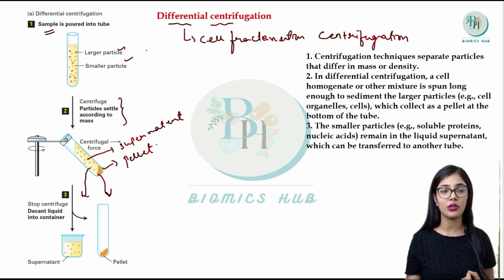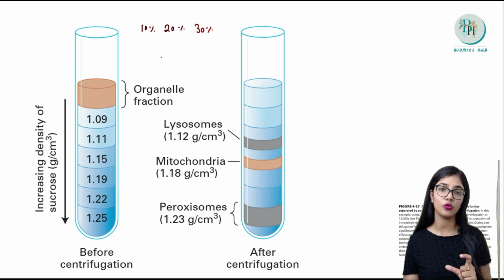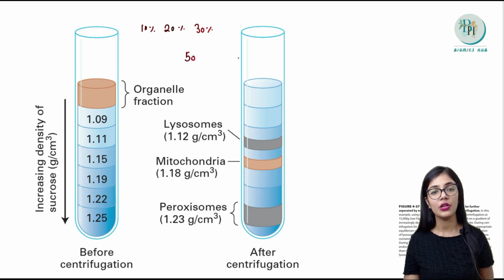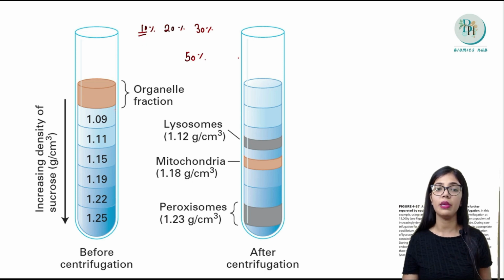For this separation, mostly a sucrose solution is used. How can we use a sucrose solution? Sucrose solutions of 10%, 20%, 30% are used for centrifugation, and particles settle down according to their concentration or weight. Suppose we have a 50% solution of sucrose, that means it is dense, so it will settle down. If it has 10% sucrose, it is the least dense, with low weight, so it will stay up.